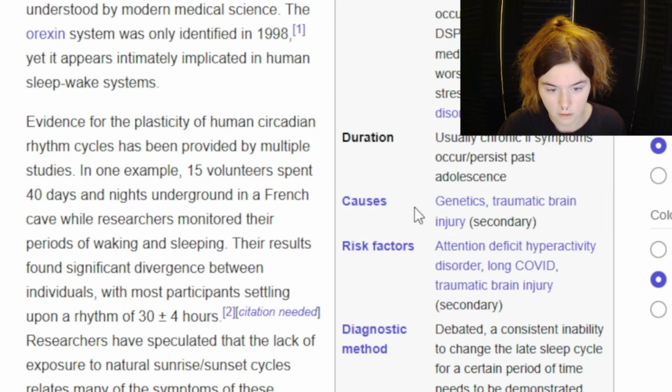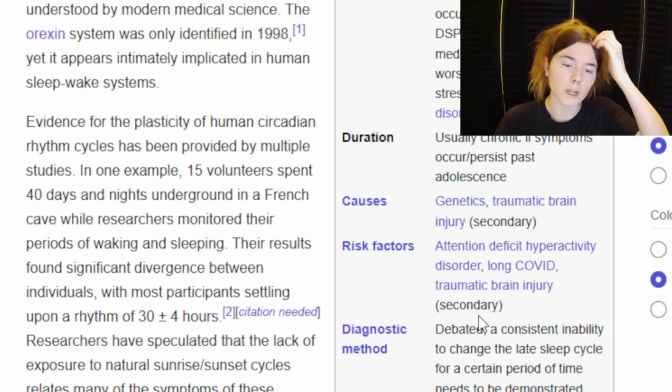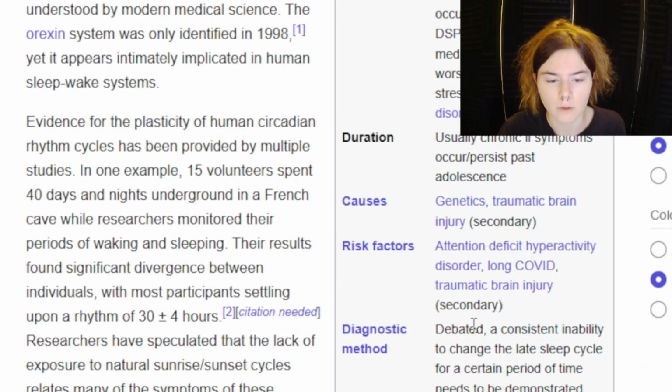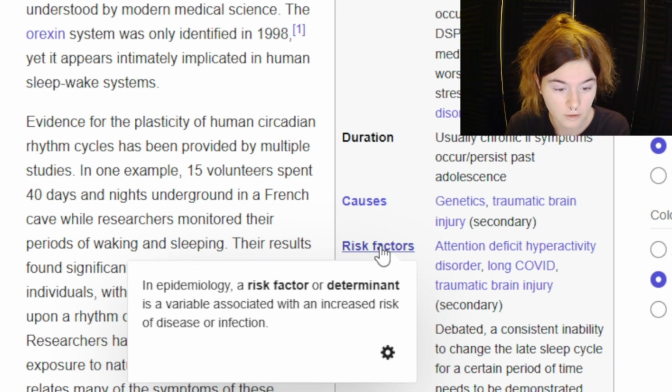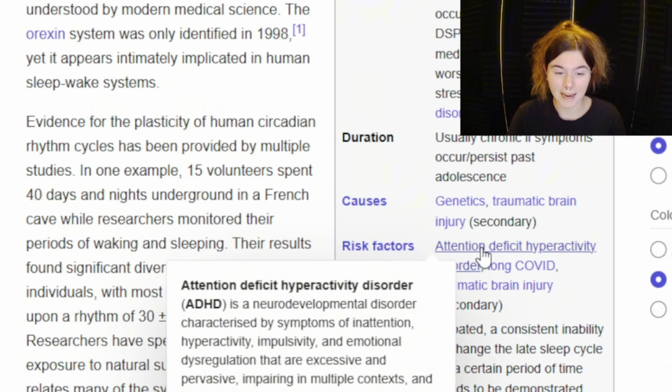And then the causes: genetics. Interesting. So there's like nothing you can do about it? Risk factors? Oh my gosh! A risk factor is a variable associated with an increased risk of disease. So having ADHD means you are more at risk to have delayed sleep phase disorder.